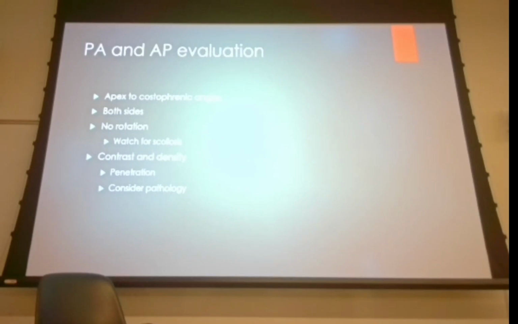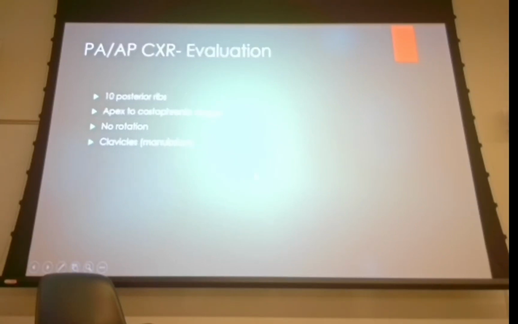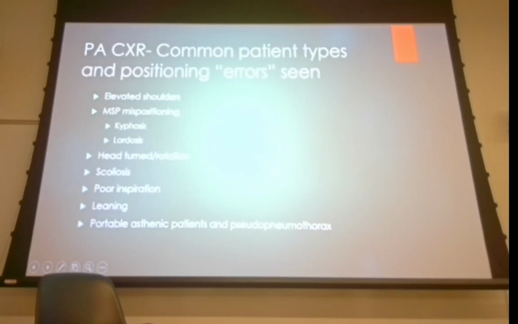So watch for scoliosis. We want to make sure we have penetration and make sure our contrast and brightness is good. Really, the only thing that's going to mess that up again is going to be if you select a rib algorithm for a chest x-ray, and you see all that stuff. So, common things to look for.